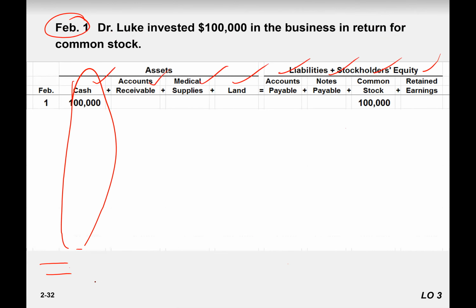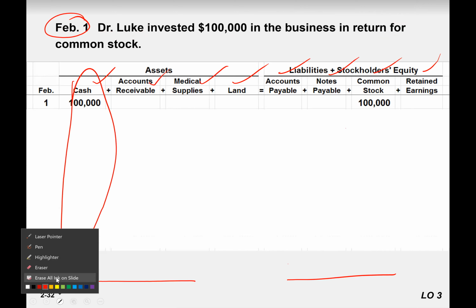Accounts, and then make sure that assets is equal to liabilities and owner's equity. So let me clear this mess. Please take a picture and write it down.